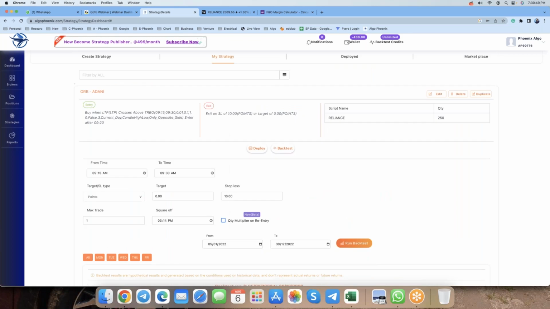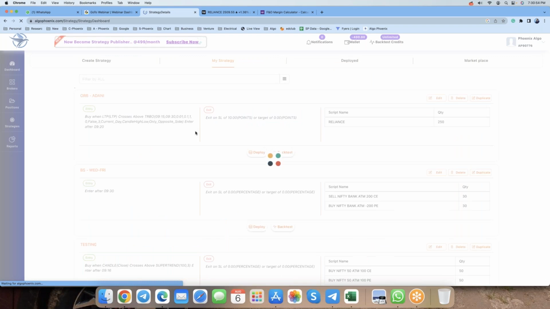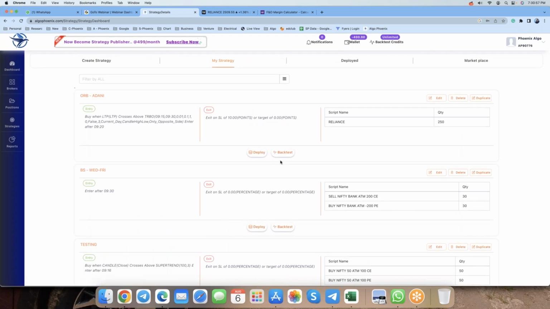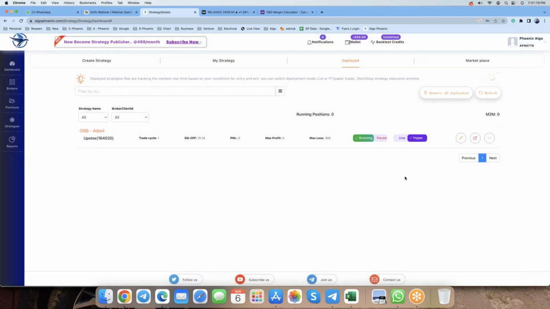For example, I'm happy with this Reliance and I've backtested it. It is sitting on my Adani as my strategy. I'm just giving an example. I can go and deploy the strategy on any selected broker, be it Angel, Fyers or Upstox, whatever I want, and I can deploy a paper trade and say the maximum loss I can take is only 3,000 rupees on this particular trade, only one trade I need in a day, and I will deploy the strategy. My strategy has been deployed on paper trade on Adani, this particular opening range breakout strategy.